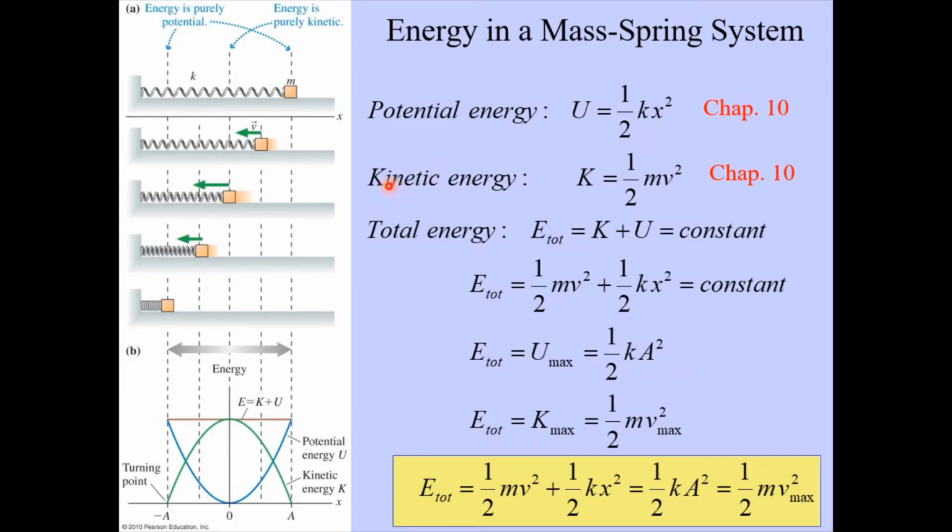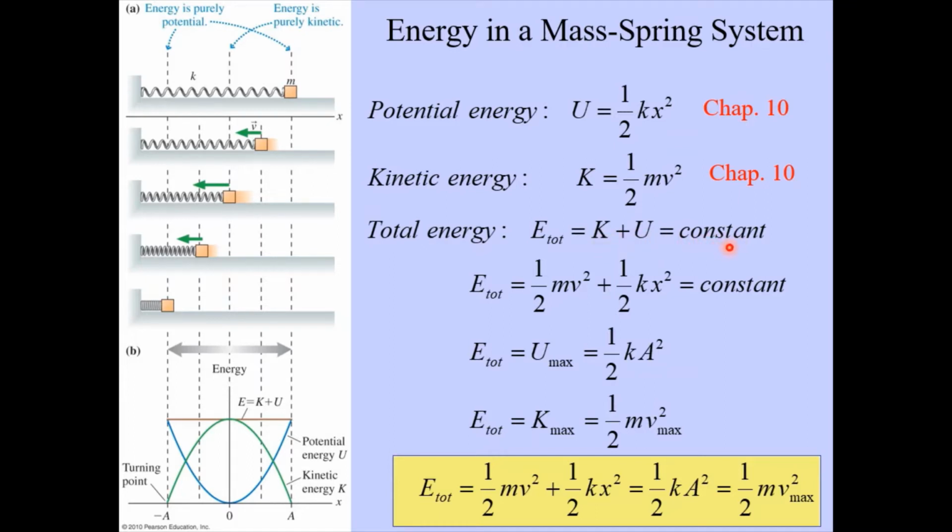The other type of energy that the system has is the kinetic energy due to the motion of the block. And kinetic energy, again, from chapter 10, was found to be 1/2 mv squared, where m is the mass of the block at the end of the spring, and v is the speed that the block moves. So the total energy of the mass spring system, E total, is just the sum of the kinetic energy plus the potential energy, K plus U. And because of conservation of energy, that total energy is constant.